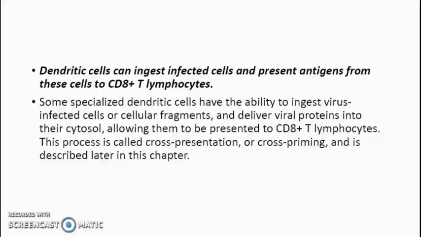Dendritic cells can ingest infected cells and present antigens from these cells to CD8 T lymphocytes. Some specialized dendritic cells have the ability to ingest virus-infected cells or cellular fragments and deliver viral proteins into their cytosol, allowing them to be presented to CD8 T lymphocytes. This process is called cross-presentation or cross-priming.